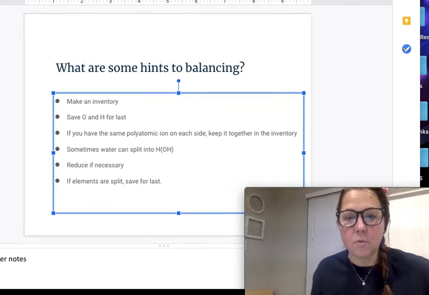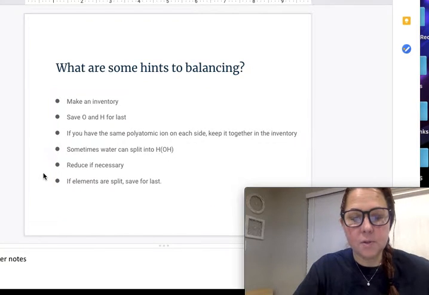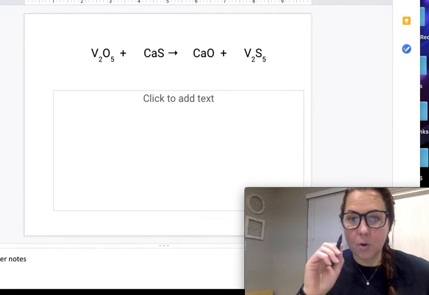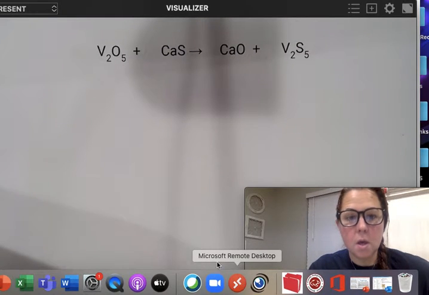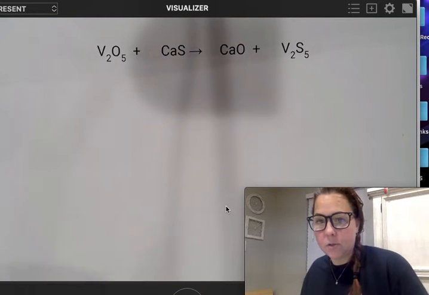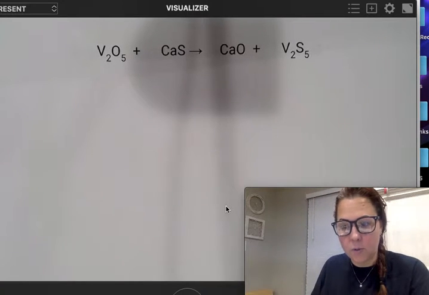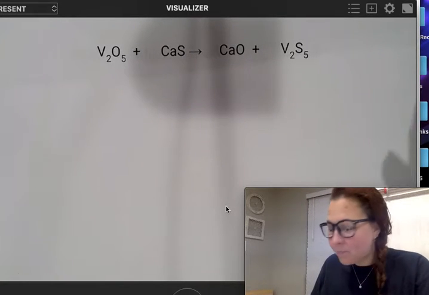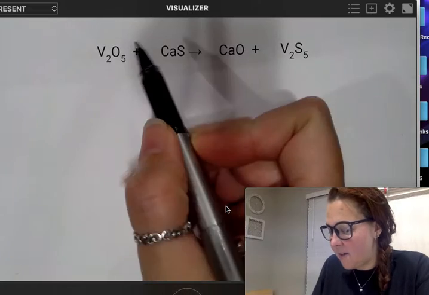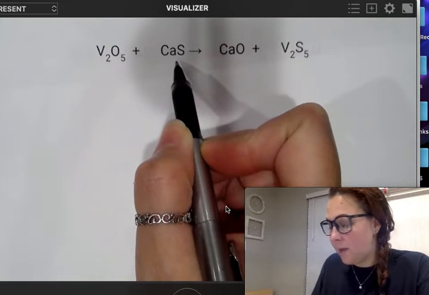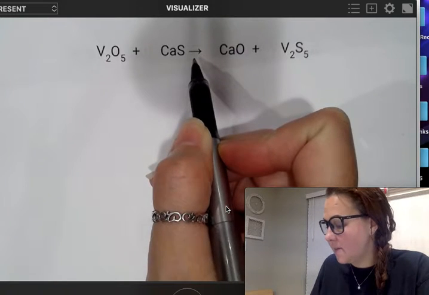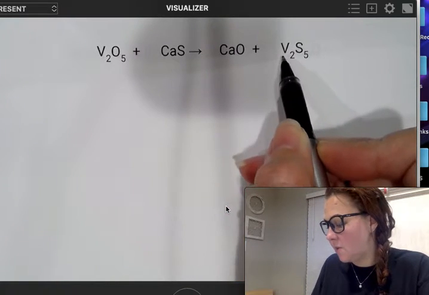So as we go through the examples that I have here, I'm going to switch over to my camera and we're going to do these examples that are in your notes. So I have, sorry about the bad shadow on that one, I have kind of weird lighting in my kitchen. But we have this vanadium 5 oxide. It's reacting with calcium sulfide to make, is what the arrow means, calcium oxide and vanadium 5 sulfide.